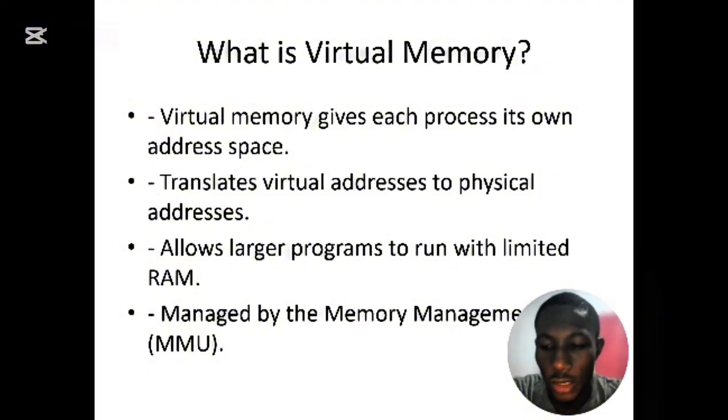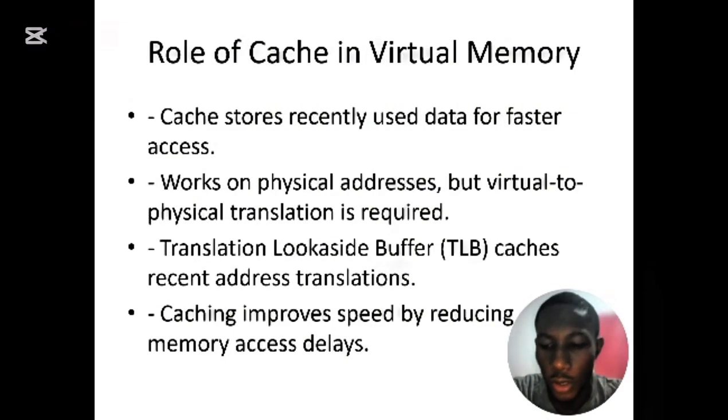Role of cache in virtual memory. Now, where does cache come in? Cache is a small, high-speed memory that stores frequently accessed data to avoid the delay of fetching it from the main memory. However, in a virtual memory system, the CPU uses virtual addresses while the cache uses physical addresses.